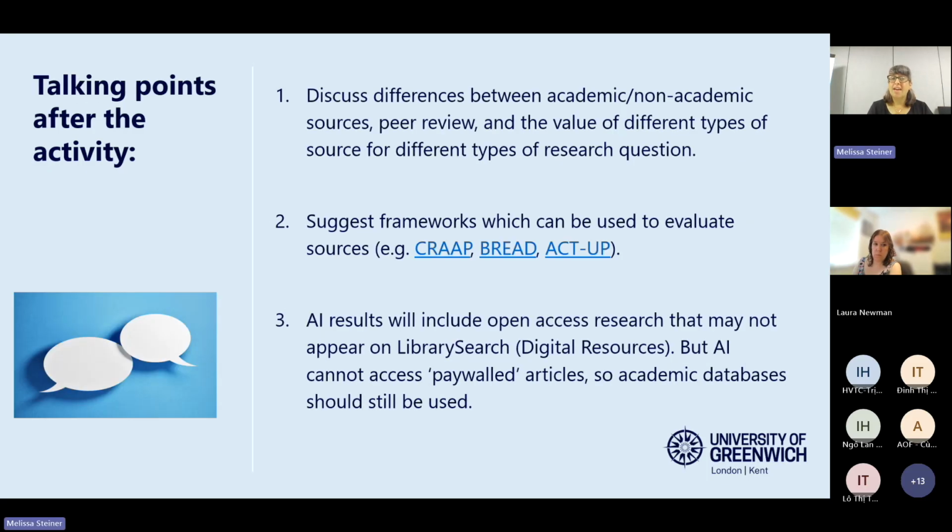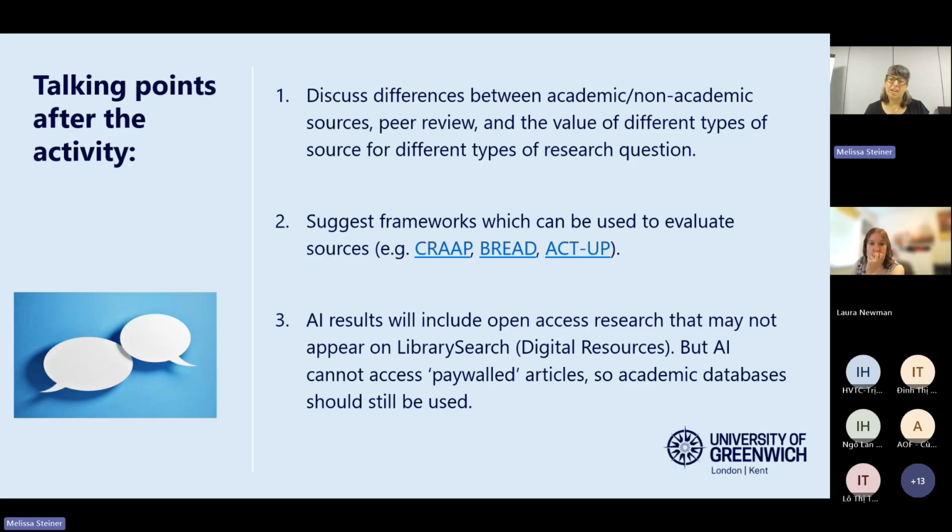Once they've done that, you can then develop the activity further so that you can discuss different things to do with the information environment. So if you want them to understand the differences between academic and non-academic sources, if you want to talk about what peer review is, or the value of different types of sources with different types of research question, that idea of not just picking the first thing that you see, but actually thinking about the question that's being asked, what is an appropriate source to use.